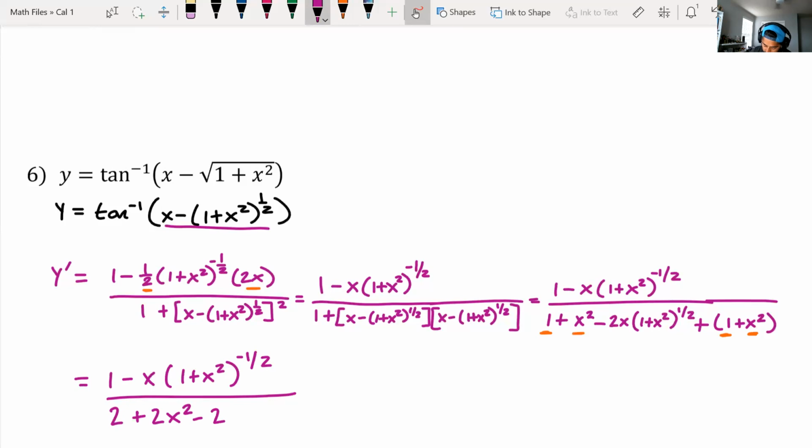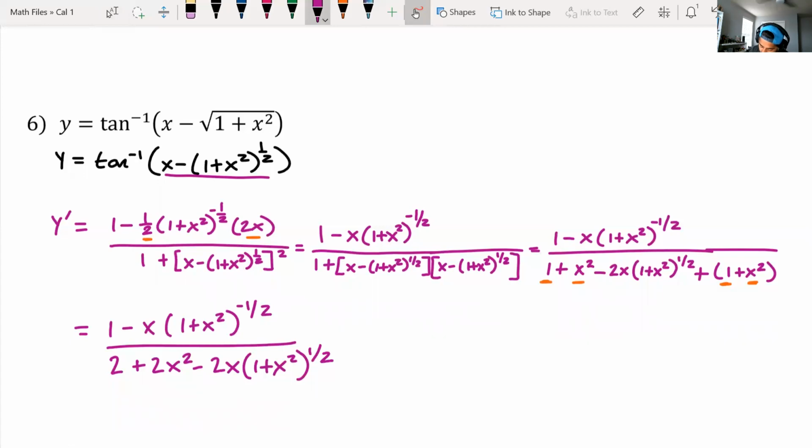Minus what's left over. 2x times 1 plus x squared to the 1/2. Oh, good times. Oh, almost there. Okay. So now, the only thing we could do in the denominator is take a 2 out. And then in the numerator, so yeah, we'll go from there.